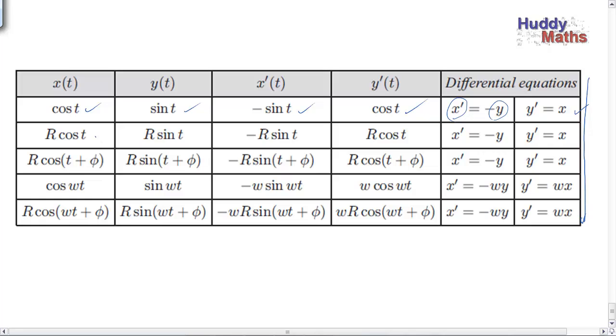And if you put an r in front, what happens? Well, the derivative, that would be a constant, would stay out the front, there and there. So these differential equations would both have r in them, but they would be the same as the original line. What would be happening to the velocity though? What would be happening here compared to here?